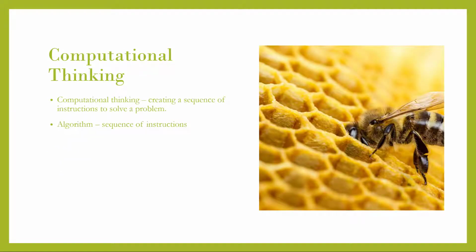Computational thinking is creating a sequence of instructions to solve a problem. So it's how do we solve this problem with this thing? And oftentimes the solution is coming up with an algorithm. An algorithm is a sequence of instructions. Computational thinking helps you come up with algorithms, apply algorithms, all these different things. And so the algorithm is actually the sequence of instructions.